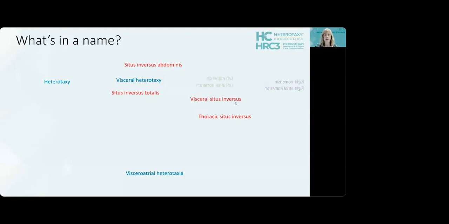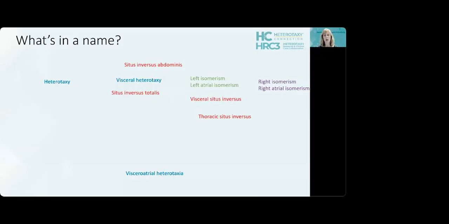So there have been a lot of names used to describe different parts of left-right patterning and laterality. So situs inversus totalis, visceral situs inversus, thoracic situs inversus, and then heterotaxy, as I've mentioned, visceral heterotaxy, visceroatrial heterotaxia. So there are some questions then, are we talking about the same thing? If we say visceral heterotaxy and we say visceral situs inversus, there's left isomerism, left atrial isomerism. Are these used interchangeably or do they mean something different from each other?